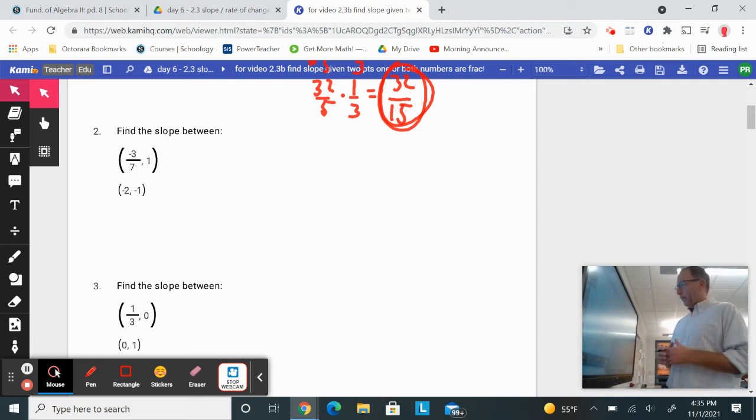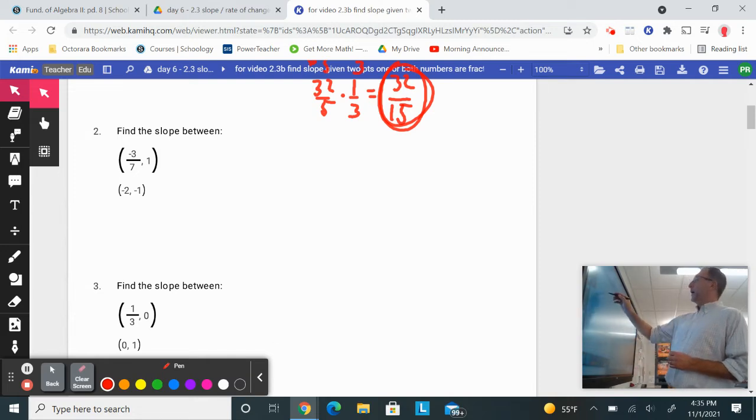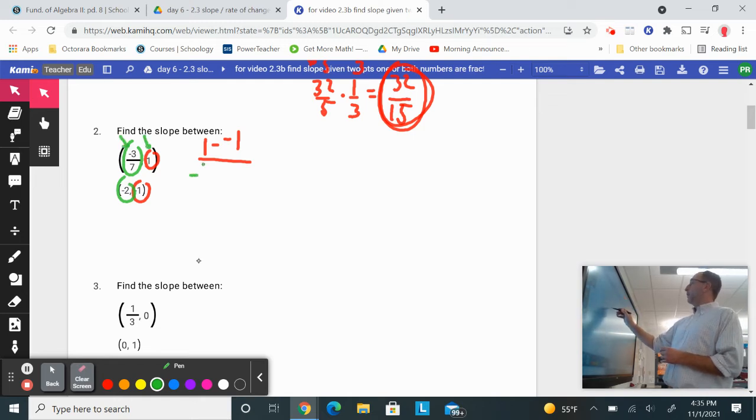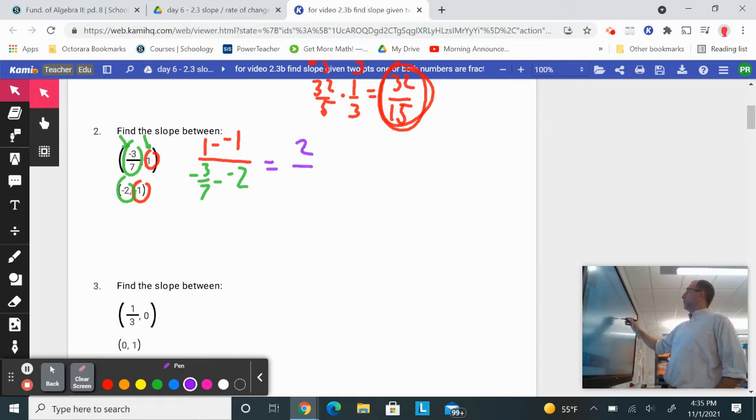All right, in my second problem, we have rise over run, so we have to take the y values and subtract them. So 1 minus negative 1. And then the x values. So if I start with a 1 for my y's, I have to use a negative 3/7 for my x's. And I'm going to subtract the negative 2. And I end up with 1 minus negative 1, same as 1 plus 1, which is 2.